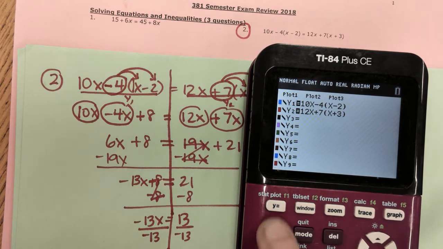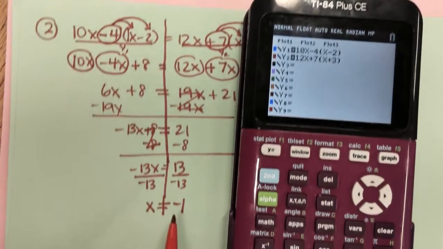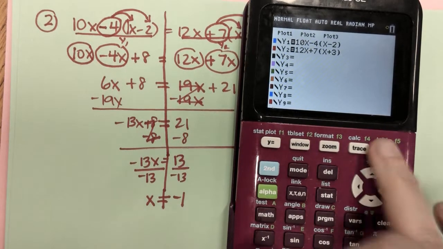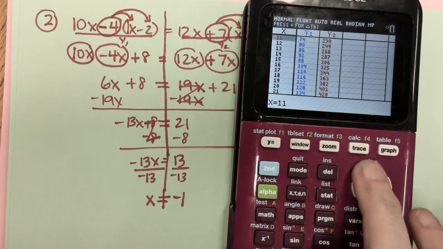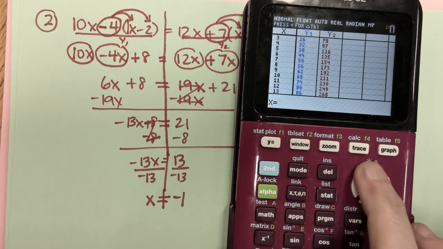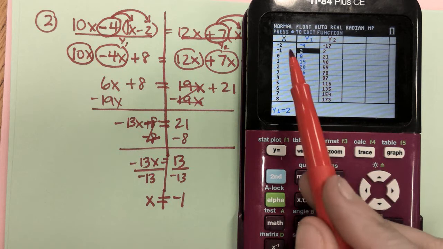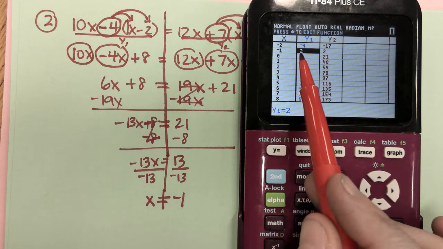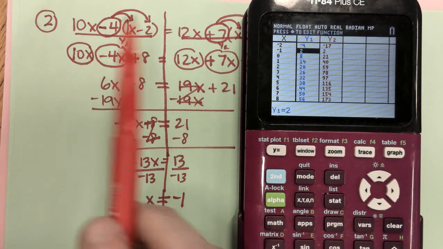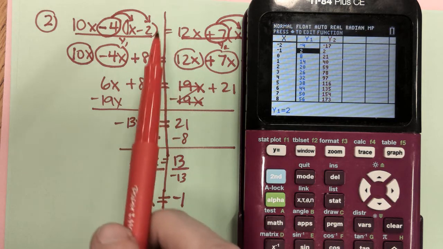Now I'm going to look at the table. I think my answer was x equals negative 1, so I'm going to look at the table and scroll a bunch. If I'm lazy, I could do second table set, but I'm almost there now. And I look at negative 1. When I look at negative 1, I see 2 and 2. That means that y1 and y2 are equal. That means the left side is equal to the right side, which is what I want to see.